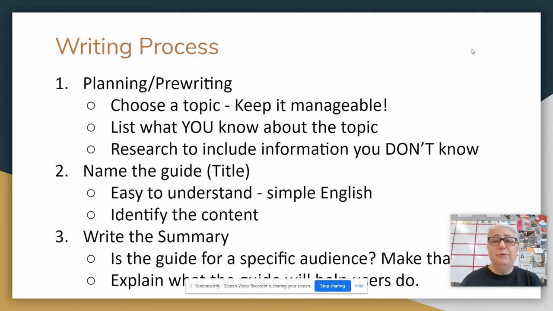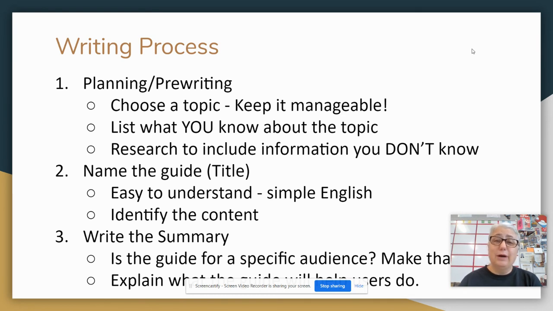Second, you're going to name your guide. That means you need to give it a title. If you go back through this Google Slides, you'll see a lot of names of guides along with the ones you'll find in Google Classroom. So it needs to be easy to understand in very simple English words, and it has to identify the content. What exactly are you presenting to your readers in this piece of writing?